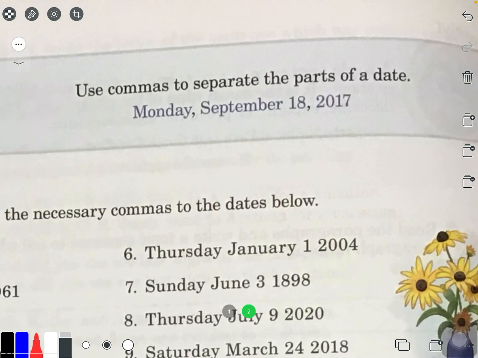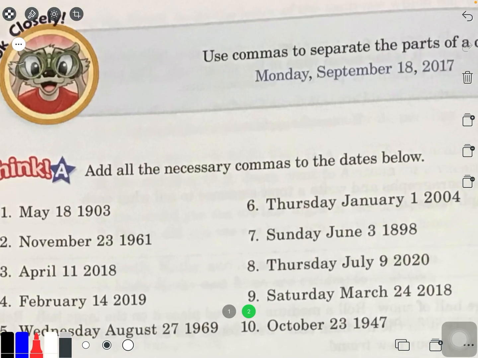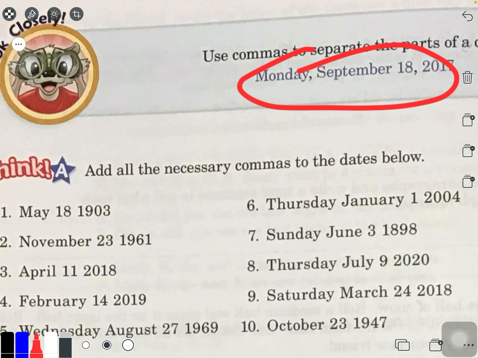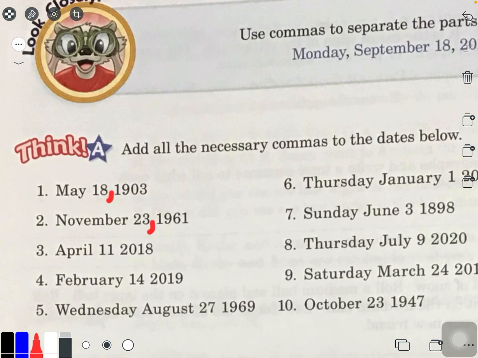So we know this rule, so we're going to do some level 3 thinking where we apply the rule in different situations. So for May 18, 1903, I don't put the comma, so you can use this rule up here. I don't put the comma after the month. I put it after the date. Some kids, they forget that it's after the date. It's not after the month. Okay, so number 2, it's after the date, right?